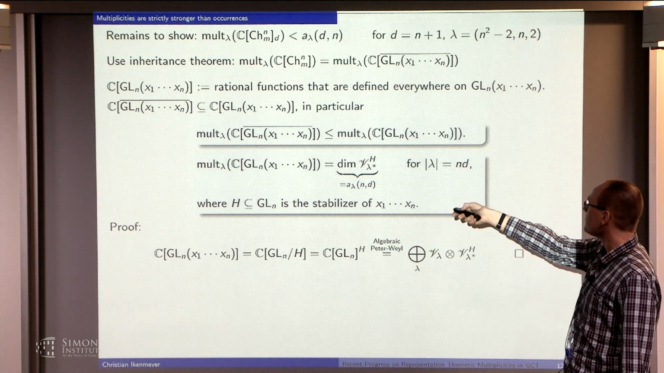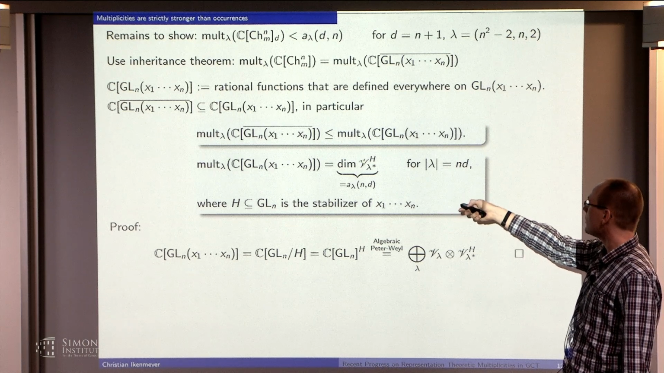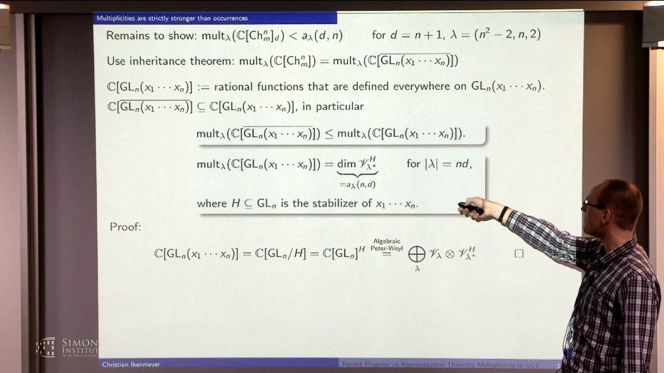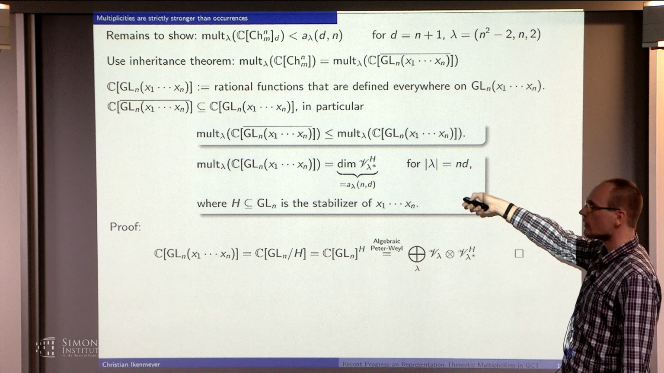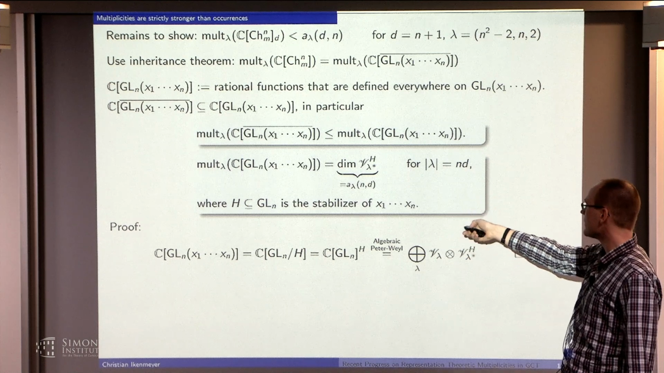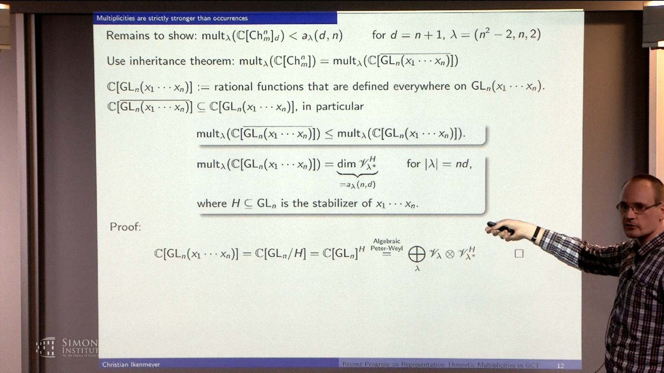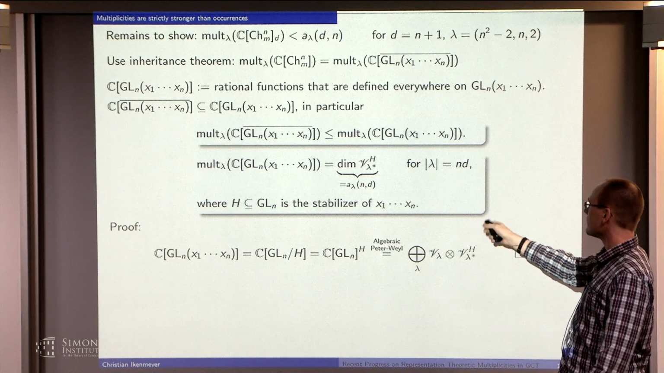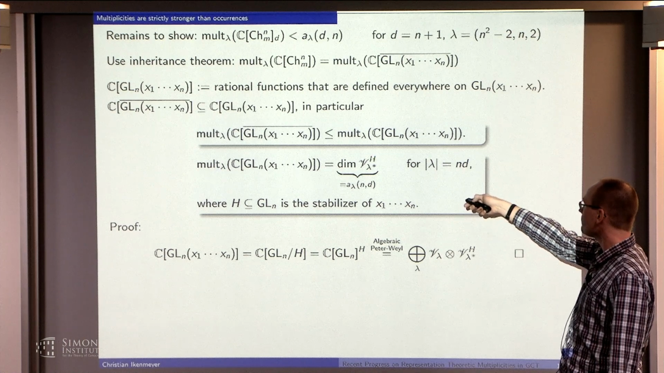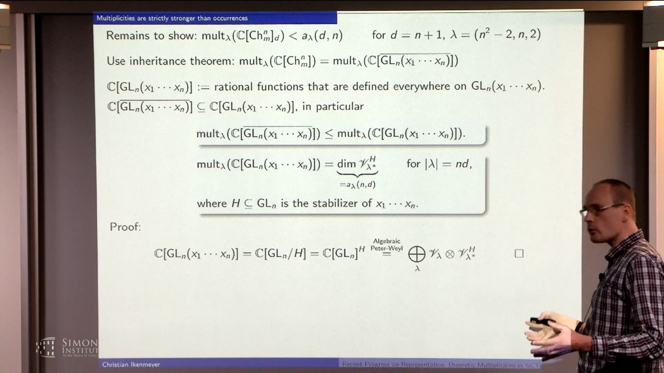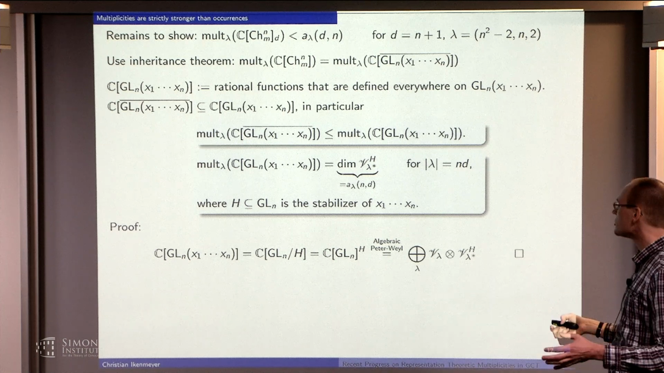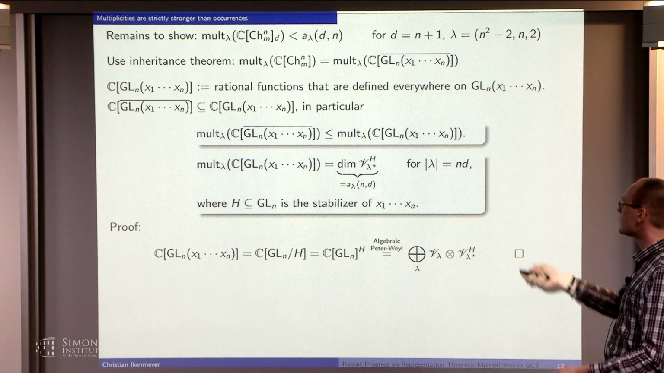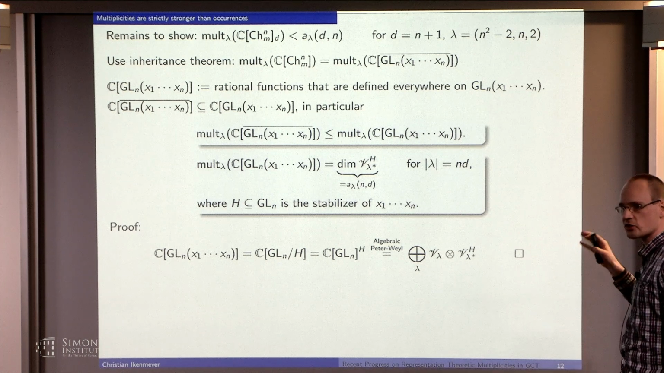This multiplicity is just the dimension of, so this is an irreducible, ignore the star, an irreducible representation of type lambda, and you take H invariants inside there. H is the stabilizer of the product x1 up to xn. Pascal-Courant mentioned that already, right? So what is the stabilizer? It's this group, and you have this irreducible, and we know exactly how these irreducibles look. It's an irreducible GLN representation of a specific type lambda, and you're just asking what is the dimension of the H invariant space? In a lot of cases, this can be answered.